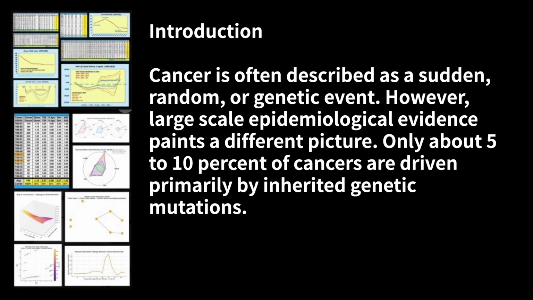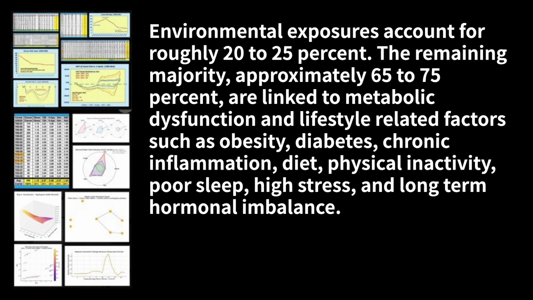Introduction. Cancer is often described as a sudden, random, or genetic event. However, large-scale epidemiological evidence paints a different picture. Only about 5 to 10% of cancers are driven primarily by inherited genetic mutations. Environmental exposures account for roughly 20 to 25%. The remaining majority, approximately 65 to 75%, are linked to metabolic dysfunction and lifestyle-related factors such as obesity, diabetes, chronic inflammation, diet, physical inactivity, poor sleep, high stress, and long-term hormonal imbalance.